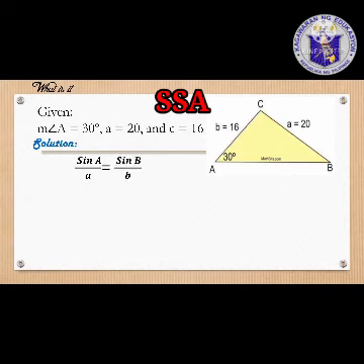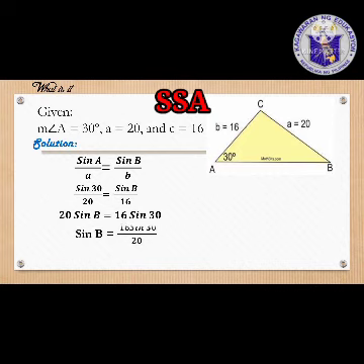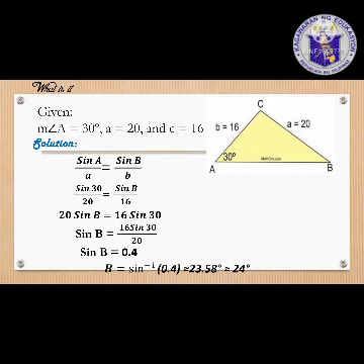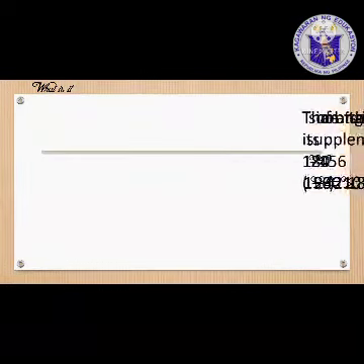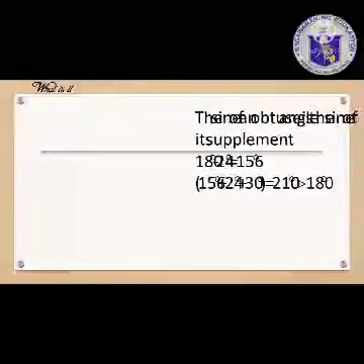Solve for angle B. Based on the given, we will use the part of the sine formula: sine A over A equals sine B over B. Now let us replace: sine 30 divided by 20 equals sine B divided by 16. Just plug things in a calculator. It is equal to 0.4. Sine inverse 0.4. An angle with a sine value of 0.4 is 24 degrees.